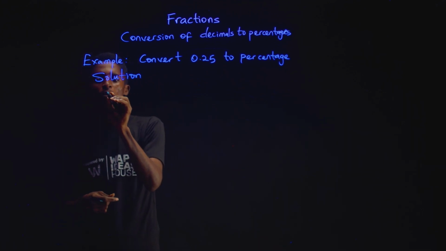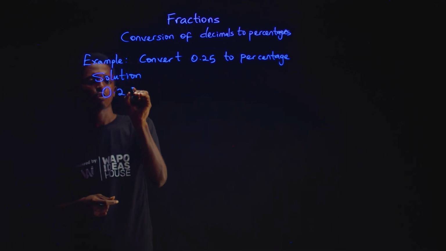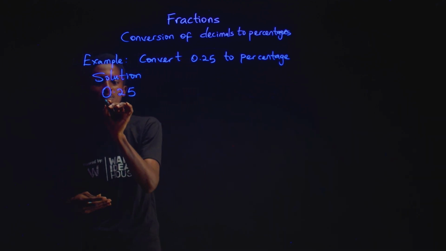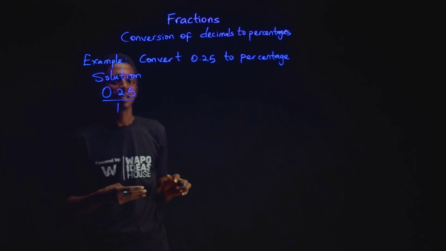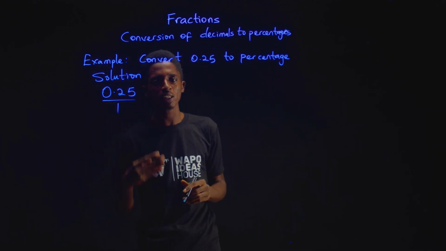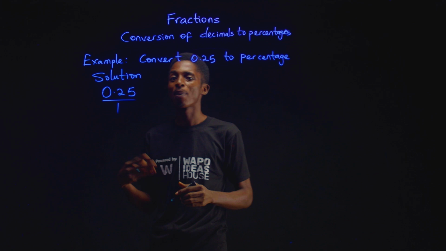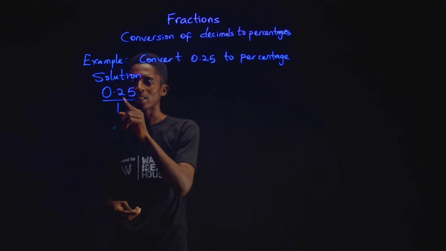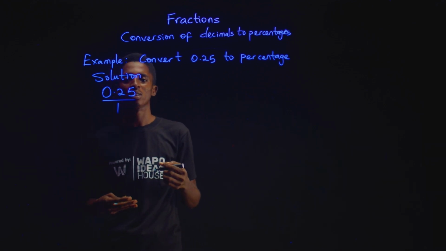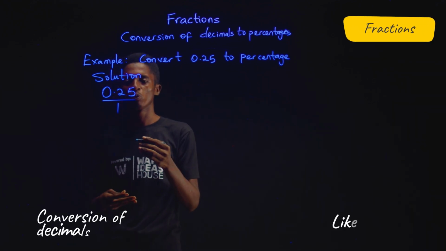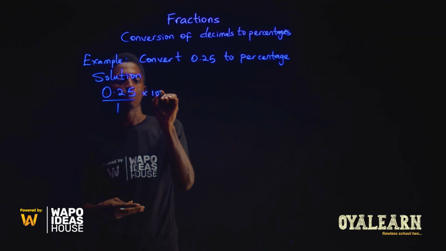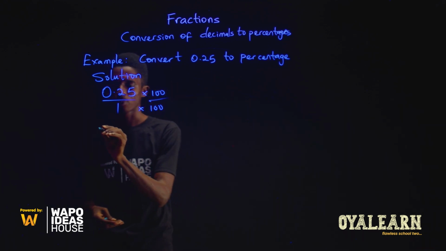We are working with the number 0.25. You first bring this to a fraction by dividing it by 1. Now you multiply the numerator and the denominator by power of 10, depending on the number of decimal places you have. And since we have 2 decimal places, it means we are doing 10 raised to power 2, which is 100. So we multiply the numerator by 100 and the denominator also by 100.